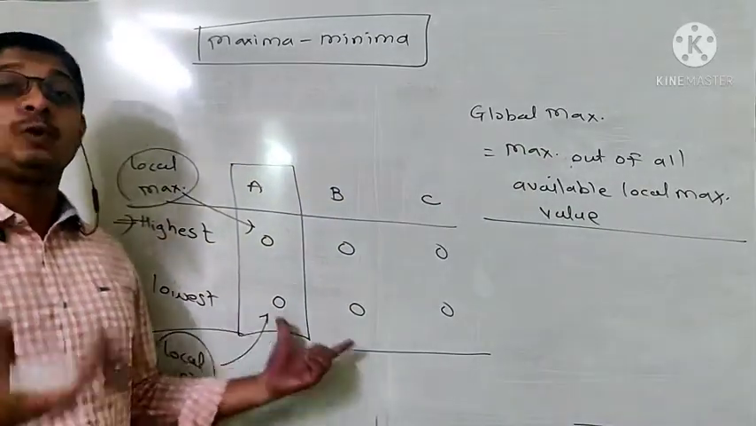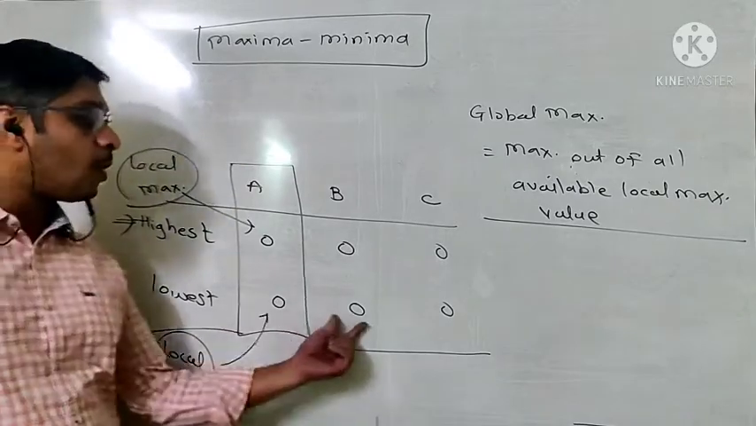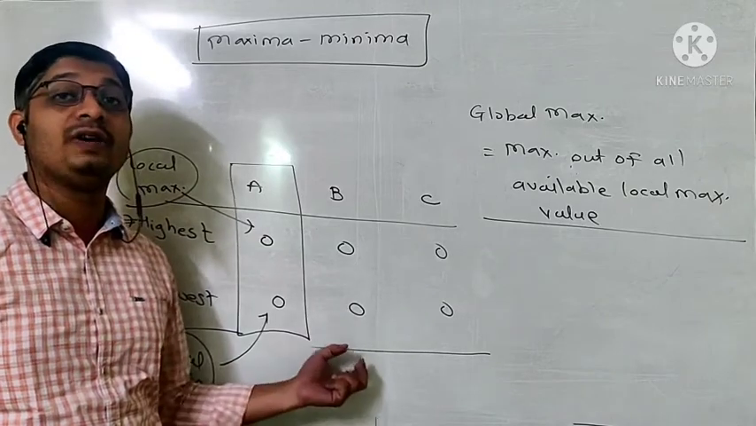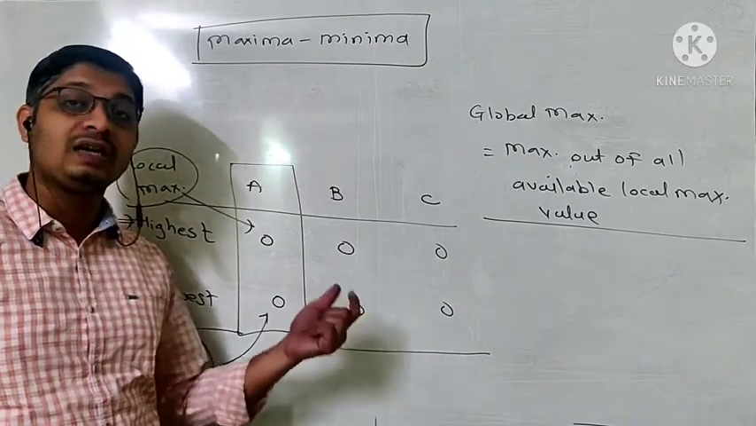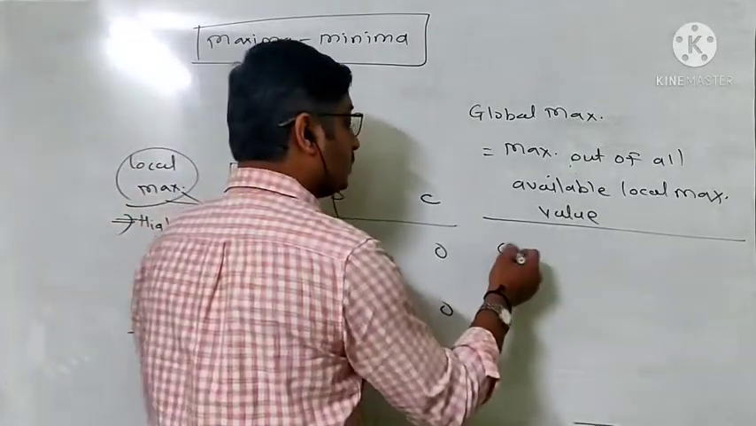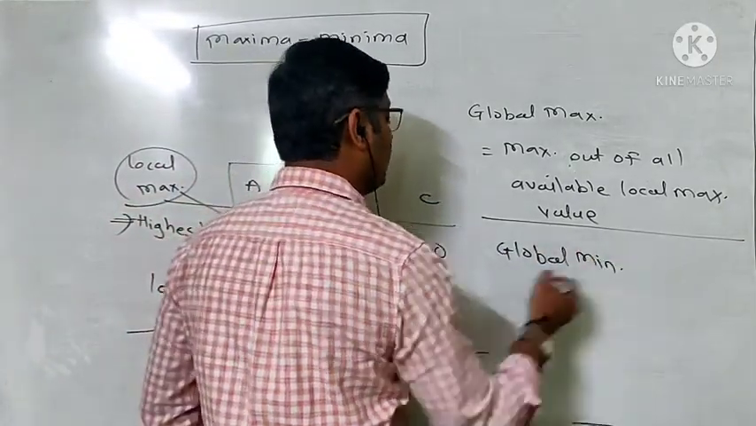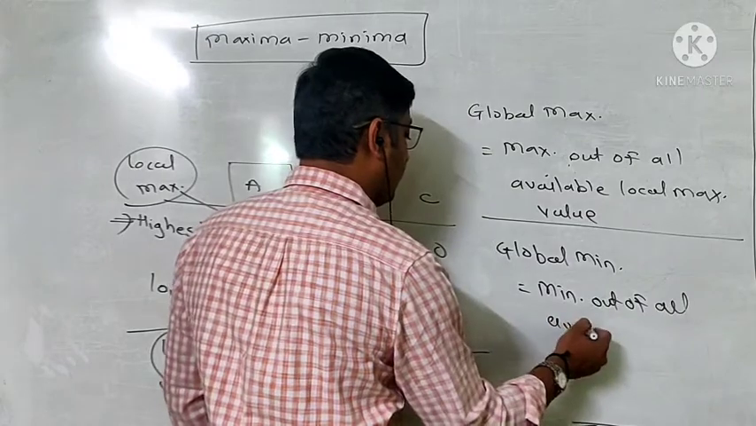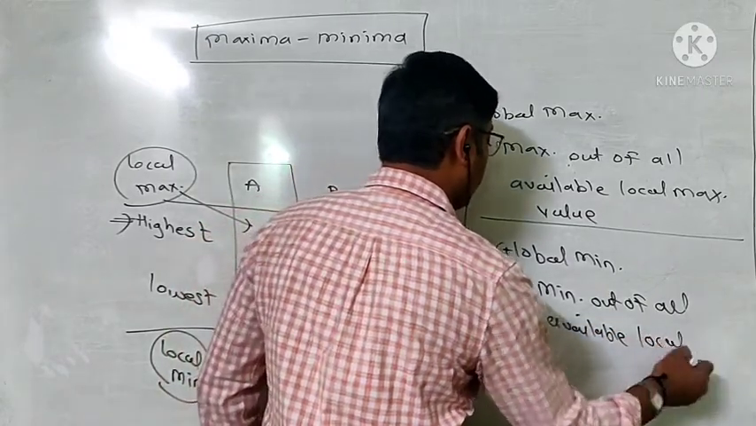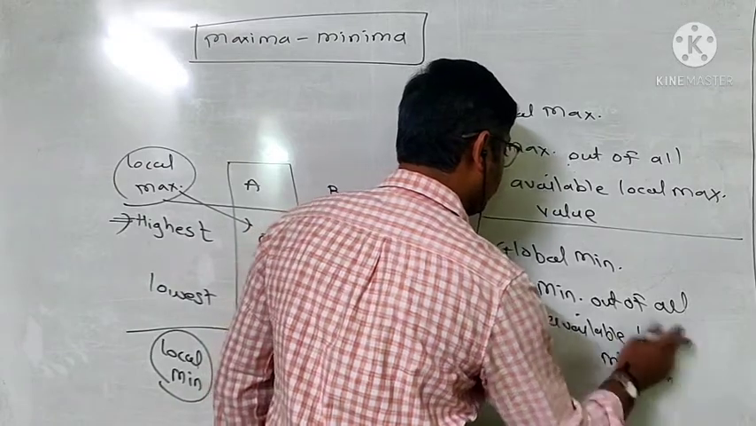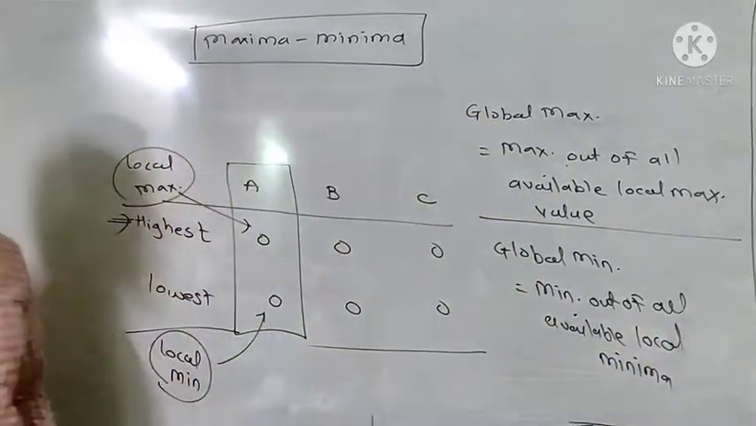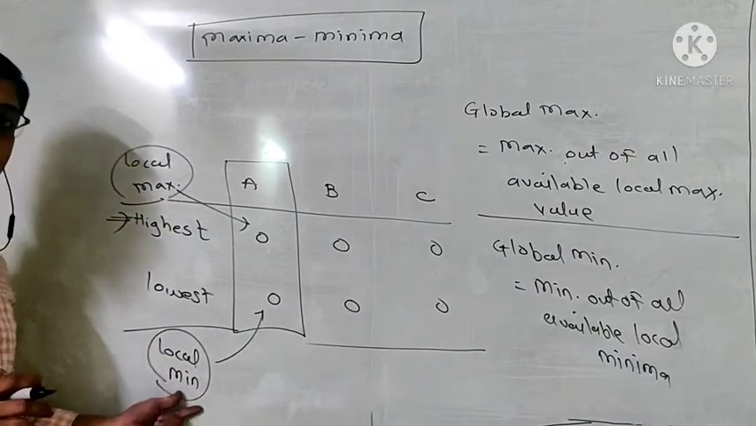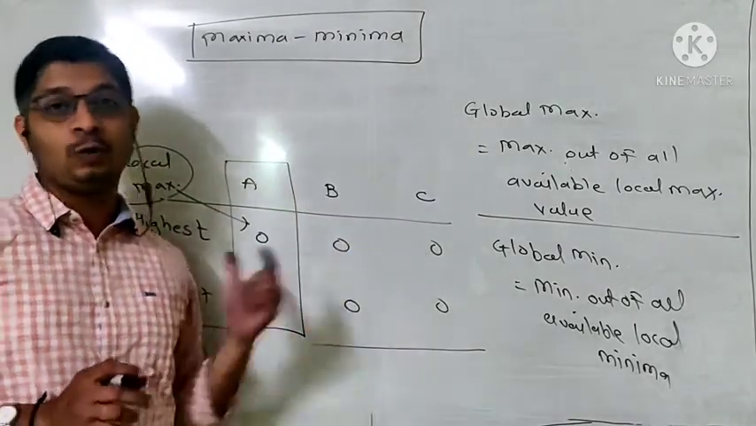Similarly, what will be the global minimum? Out of all the local minimum values, whoever has secured the least value will be known as the global minimum. Okay. So the definition for the global minimum will be the minimum value out of all available local minima values. So these are the basic concepts regarding local maxima, local minima, global maxima and global minima.